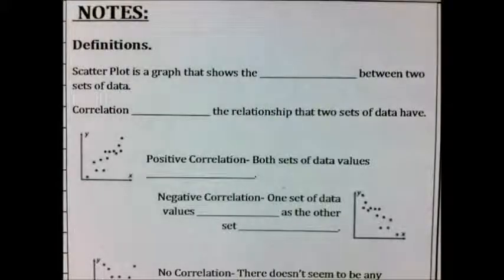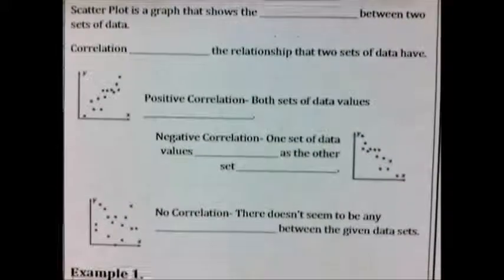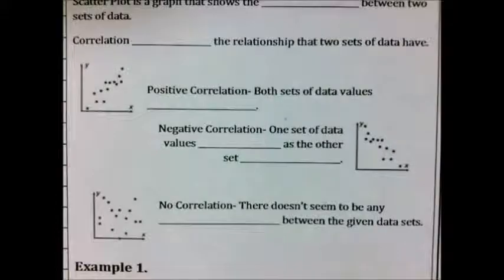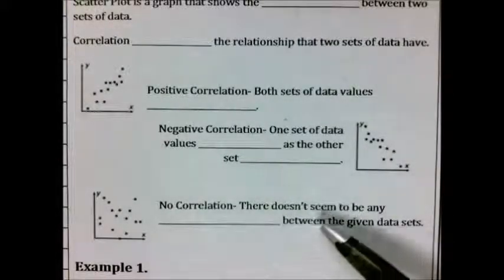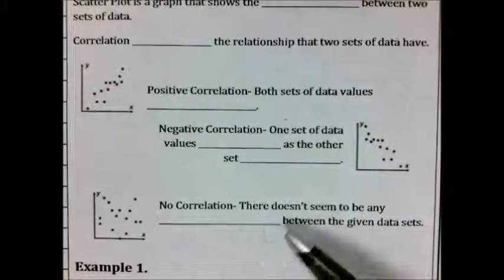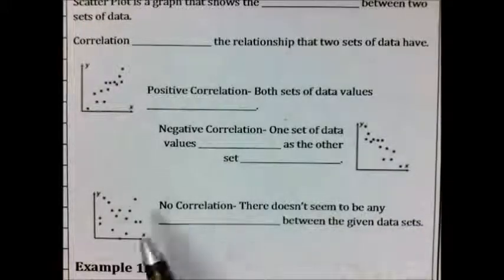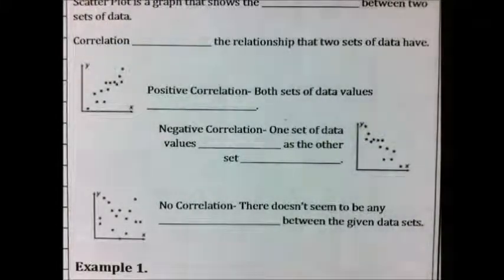And then finally, I'm going to go ahead and move this down just a little bit. There's no correlation. It says there doesn't seem to be any relationship between the given data sets. And we see on this graph here, there's a bunch of dots all over the place. There really isn't any way to tell what a relationship is. It looks like it's just kind of completely random.